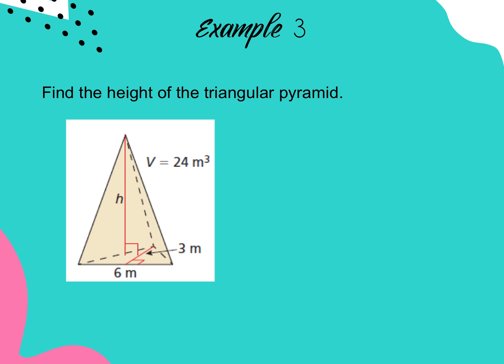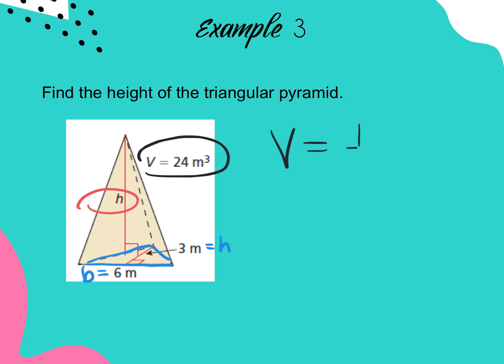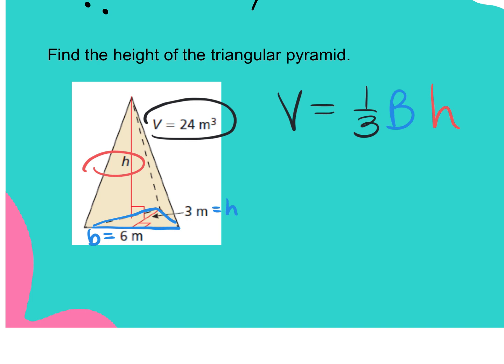Next one, they still want me to find the height again. So my height is here. They gave me the volume. Notice my base shape again is a triangle. So this could be the base of my triangle, and the 3 is the height of the triangle. So again, I'm doing volume is 1/3 area of the base times how tall it is. So I'm solving for the red H.